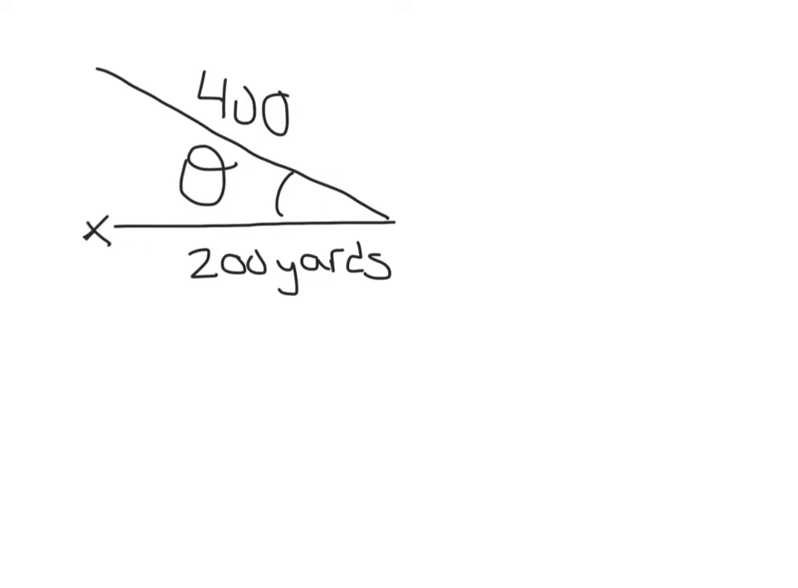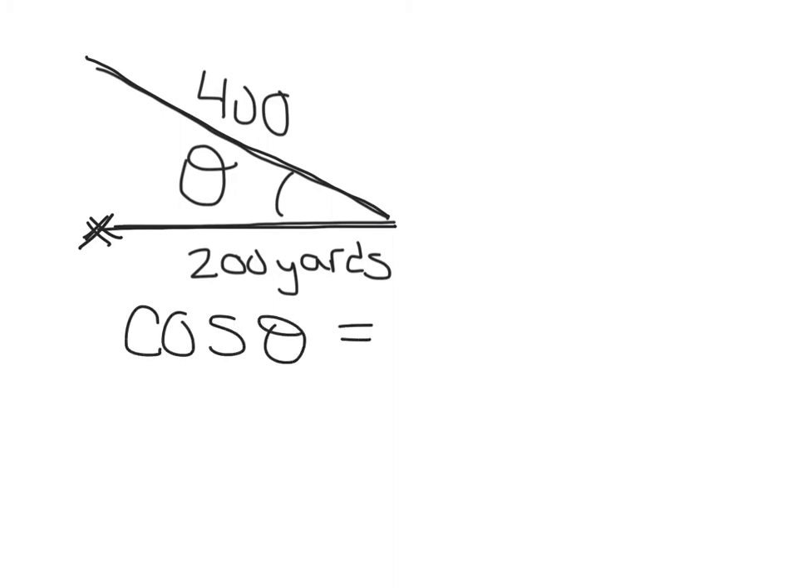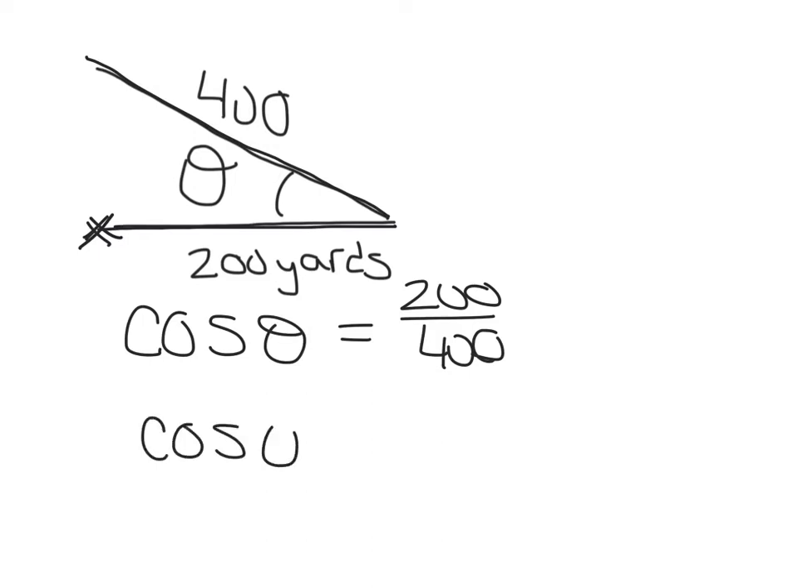Okay, so for number 2, you're right here, and you're 200 yards away, and then from here, it's 400 yards on this bike path. They want you to find this theta, the acute angle in between. In comparison to this theta that I drew, the 200 yards is the adjacent and the 400 is the hypotenuse. So we're going to use cosine. Cosine of theta equals the adjacent over the hypotenuse. We don't even need a calculator for this one, because cosine of theta equals 1/2. And theta, to be acute, for cosine to equal 1/2, is 60 degrees.